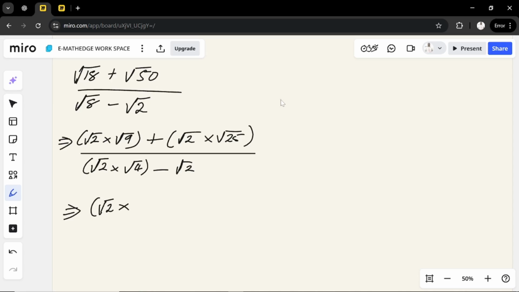Multiply by, now what is the root of 9, which is a perfect square? It is going to give us 3, plus the root of 2, multiplied by what is the root of 25, which happens to be a perfect square, is going to give us 5.